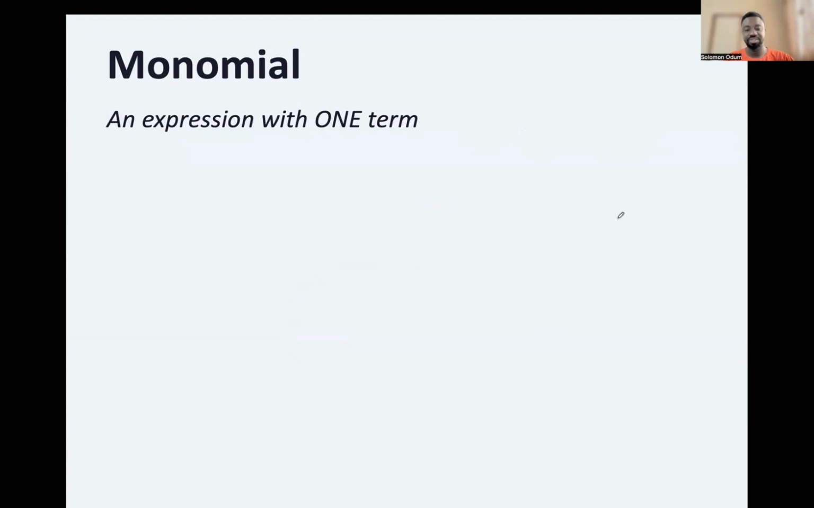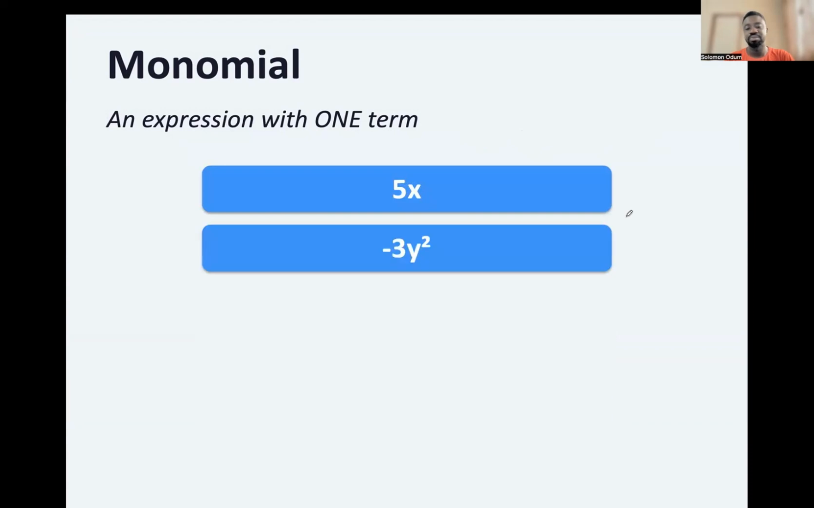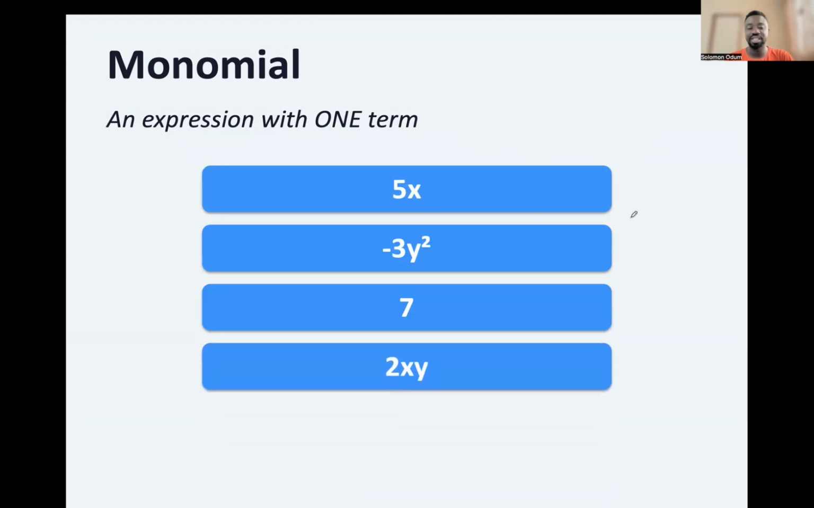And here are examples of some of the monomials. 5x is a monomial. Minus 3y squared is a monomial. 7 is a monomial. And 2xy is a monomial. This is what you see.